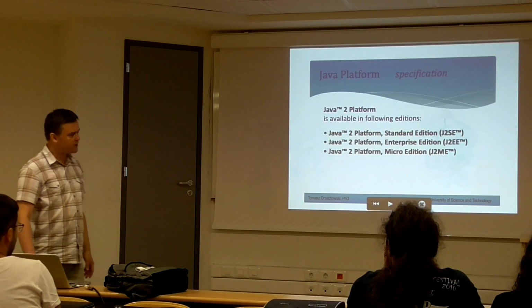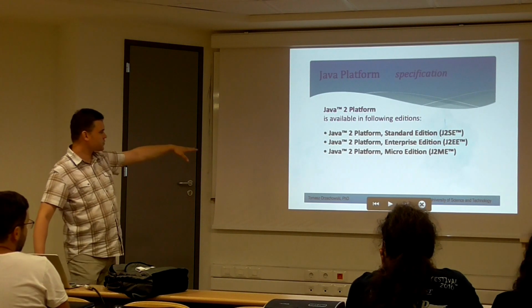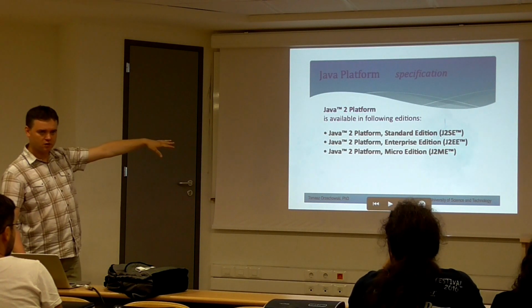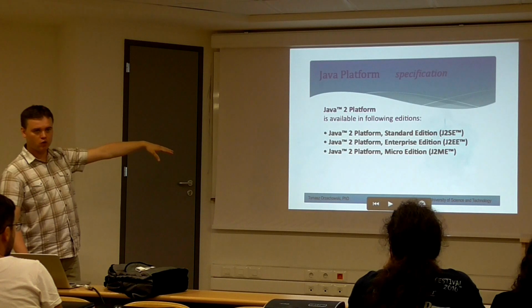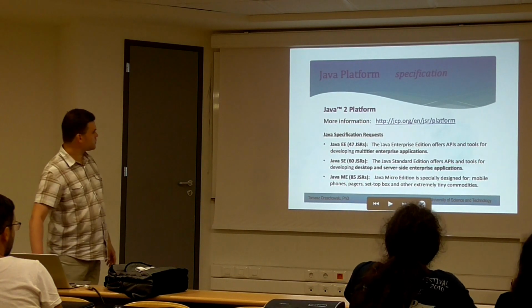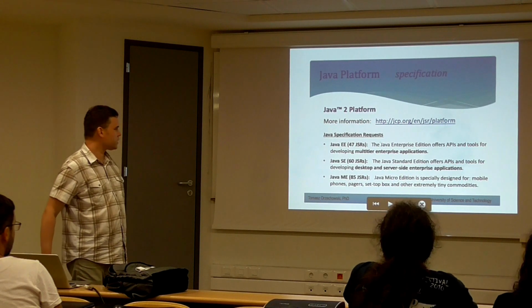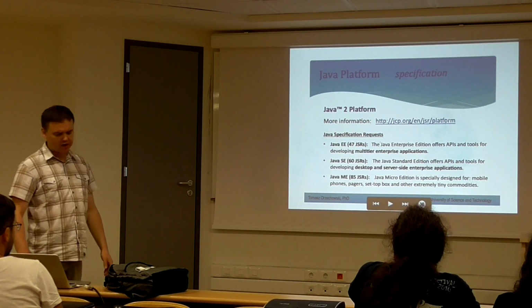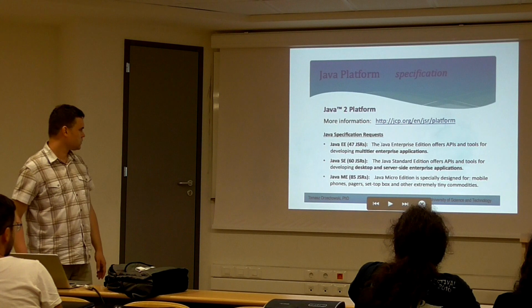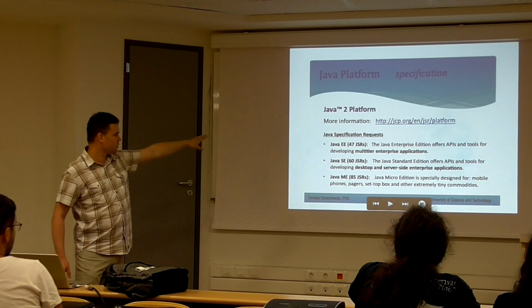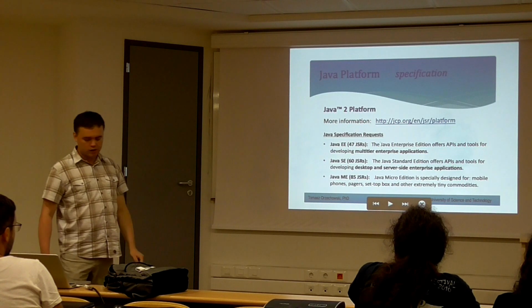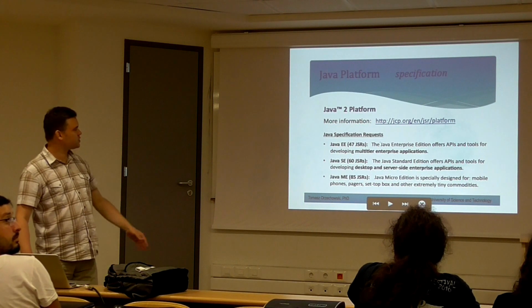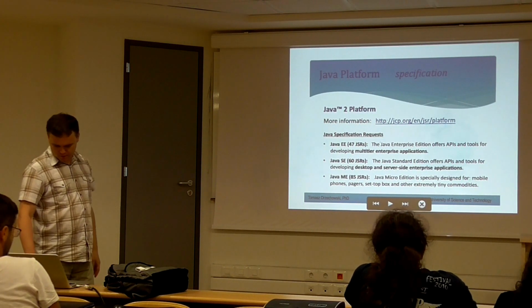Okay, you will see that according to the specification, there are three different platforms: Java Platform Standard Edition, Enterprise Edition, and the third one is Micro Edition. First, you will see the link where you can go and see more detailed information about each platform. There are some specifications with numbers and a short description of each in this slide. So, Java Standard Edition.